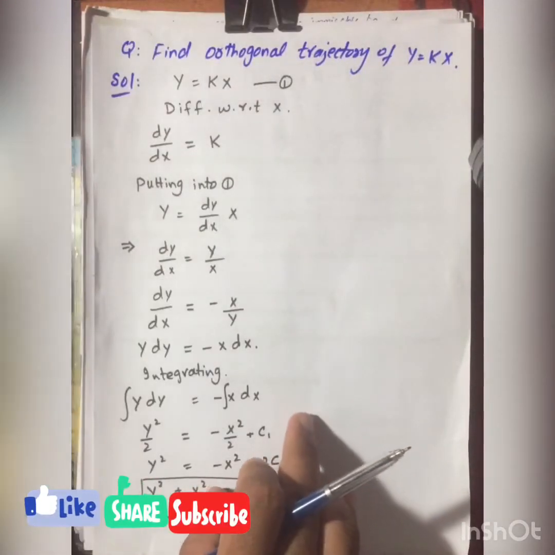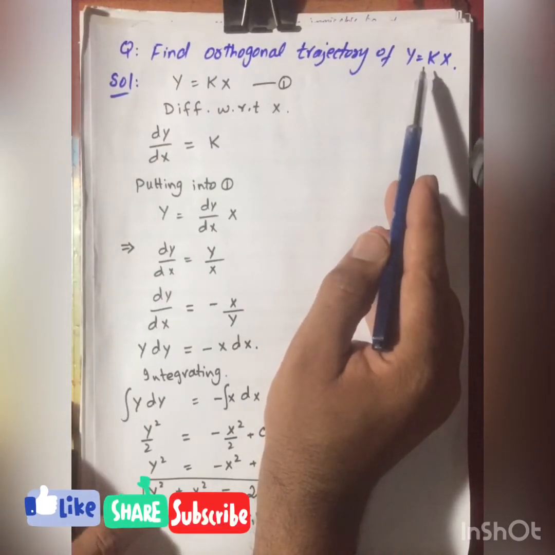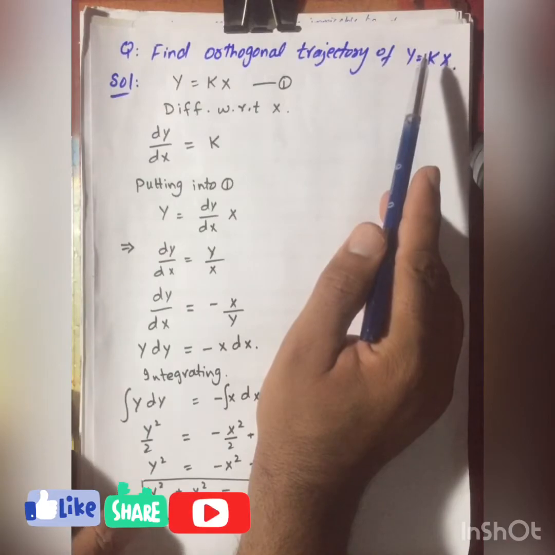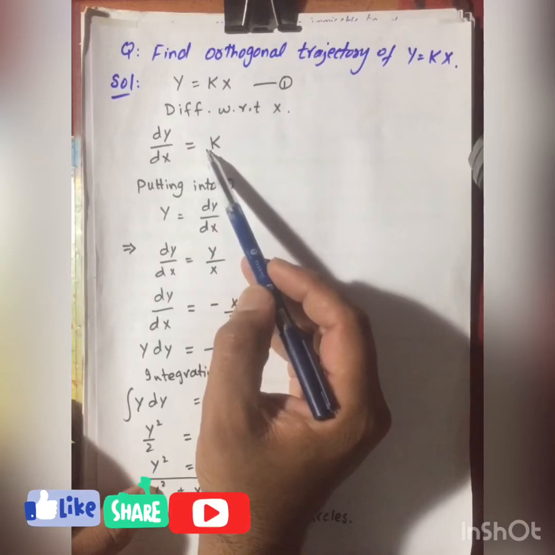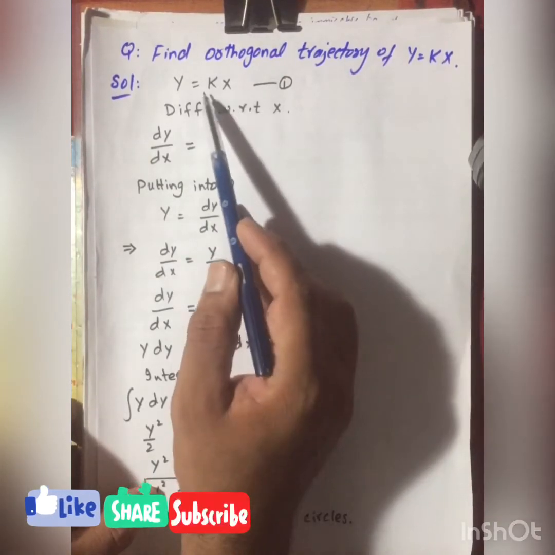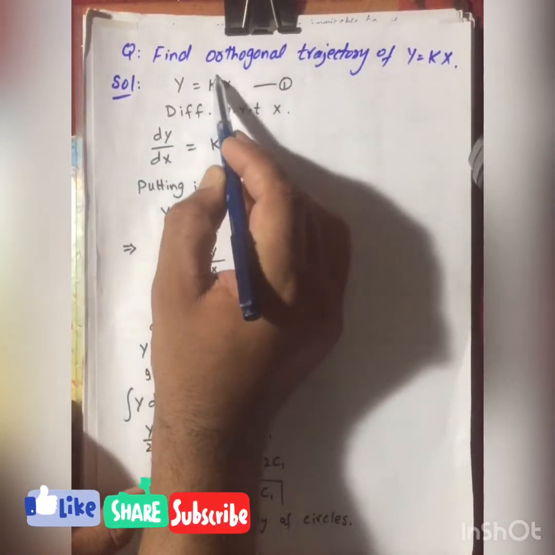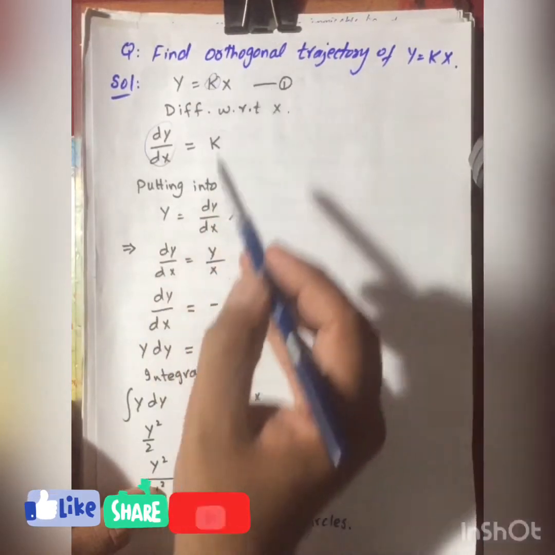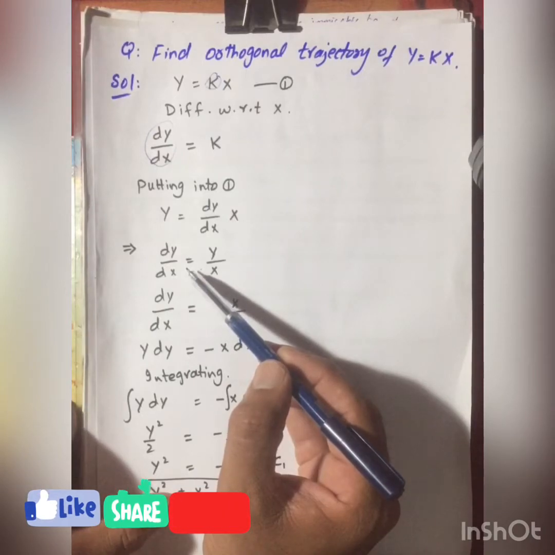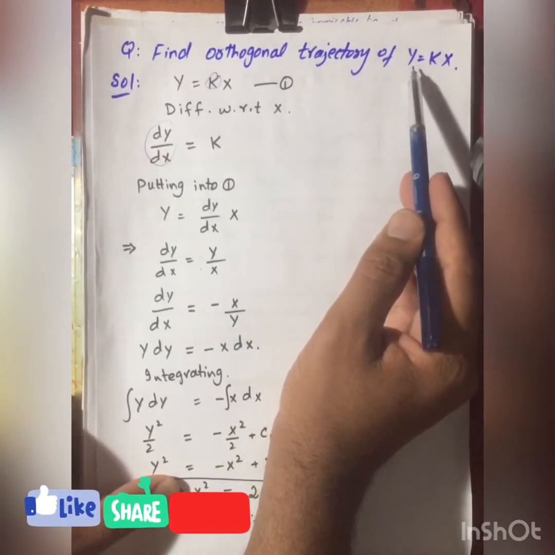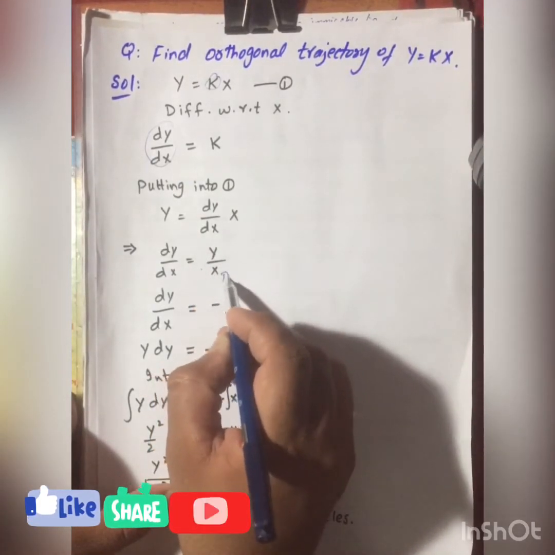If we are given the family of straight lines passing through the origin, we have to find the orthogonal trajectory to this. Let us see. y equals kx, differentiate with respect to x. The value of k will be eliminated. Putting it in 1, we get y equals dy by dx times x. k is replaced by dy by dx. We get this. This is the slope of the tangent to this family of lines.